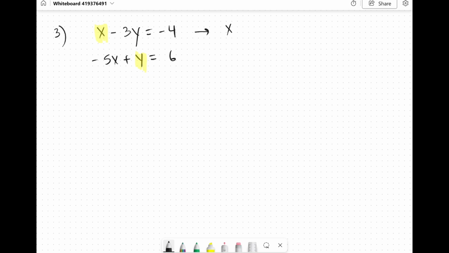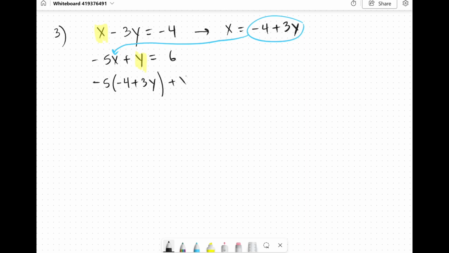Out of the first equation, x is equal to negative 4 plus 3y. And now we can use the fact that x is equal to negative 4 plus 3y and replace x with that blue circle in the other equation, in the second equation. So here's your second equation. Negative 5 times negative 4 plus 3y plus y equals 6. Distribute the negative 5. That's a 20 minus 15y plus y equals 6.